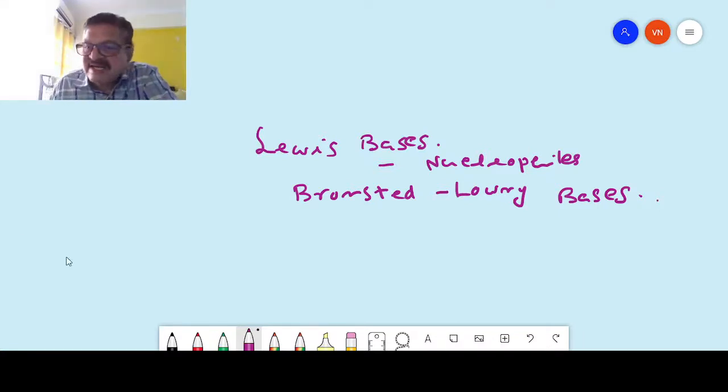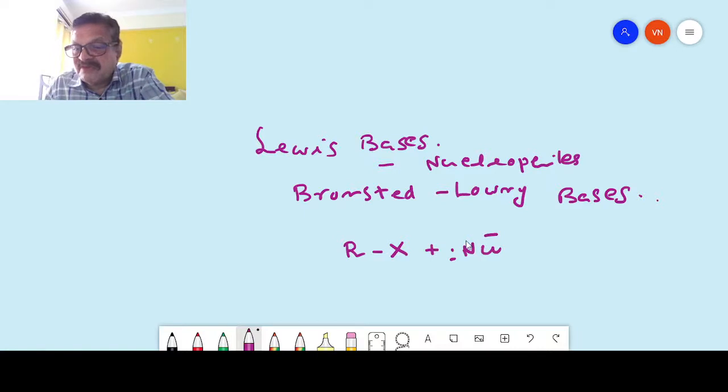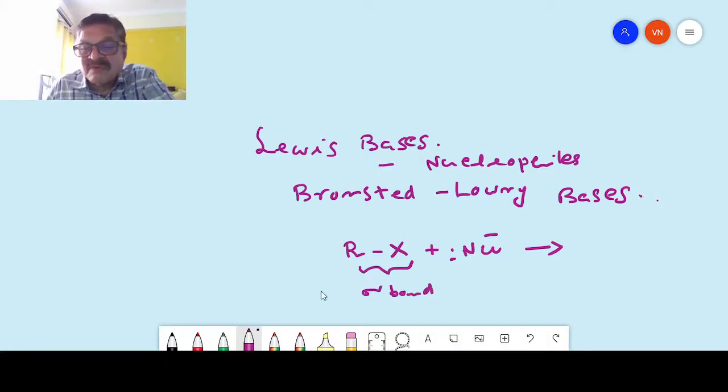So alkyl halides will undergo substitution reactions with nucleophiles. I can roughly show you how the reaction takes place. Nu minus, the negative charge need not necessarily be there, is the nucleophile. This is R-X, the alkyl halide. In the reaction, this R-X sigma bond is broken.